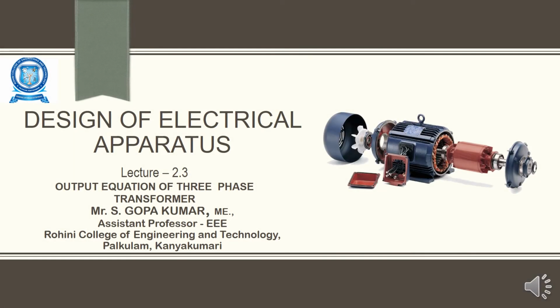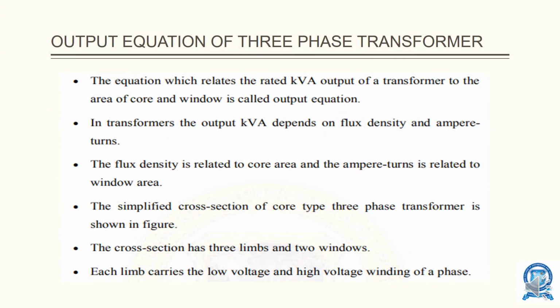Welcome you all. In this session, we are going to discuss the output equation for three-phase transformer. As I told already, the output equation is one which relates the rated KVA output of transformer to the area of core and window. We call this the output equation. In transformer, the KVA rating depends on two parameters. One is the flux density and the second one the ampere turns. And thereby the flux density depends on the core area, whereas the ampere turns depends on the window area.